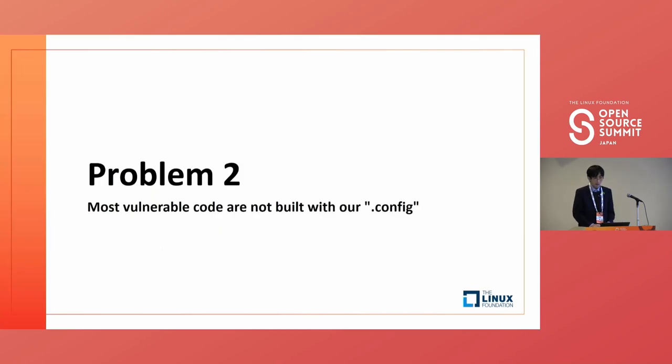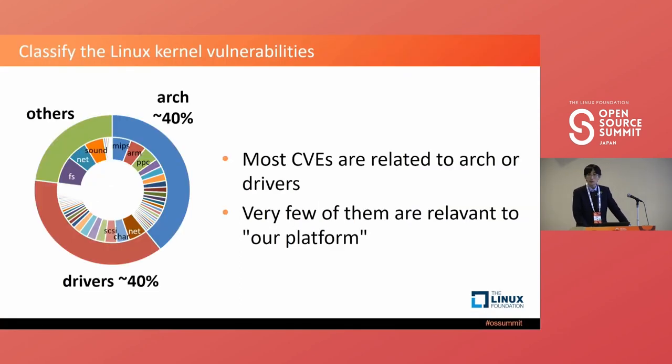I will now discuss the second problem with CVE search. The second problem is that the Linux kernel is too large. Most of the source code is not compiled in a build configuration optimized for a specific platform. On the other hand, CVEs are registered as a single product for the entire Linux kernel. I analyzed the Ubuntu CVE Tracker and categorized the Linux kernel vulnerabilities. Most CVEs are related to architecture implementation and drivers. We optimize our build configuration for specific hardware, so we ignore most CVEs as not built.